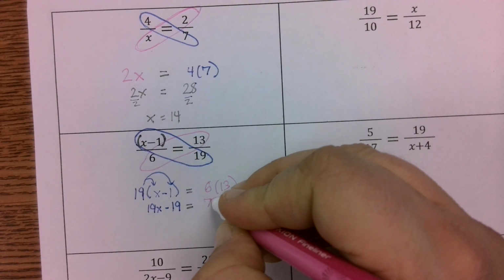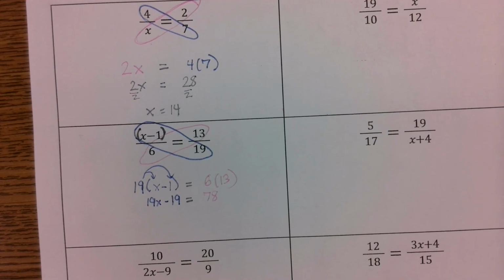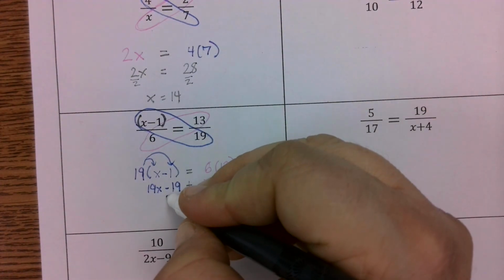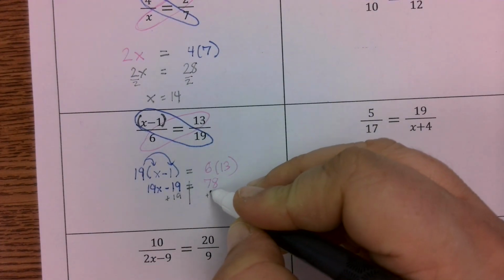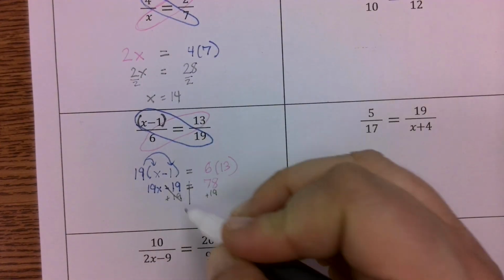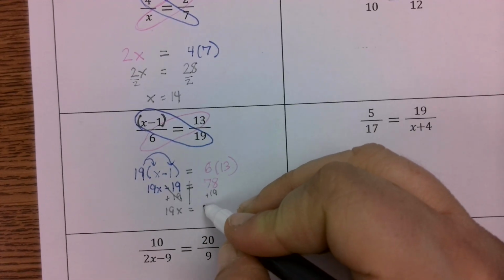So we've simplified both sides. Now we just need to solve the equation. It's a two-step equation. You should remember how to do this. Okay. Remember that we're going to be adding 19 to both sides, which cancels it out from this side, leaving us with 19x is equal to 97.